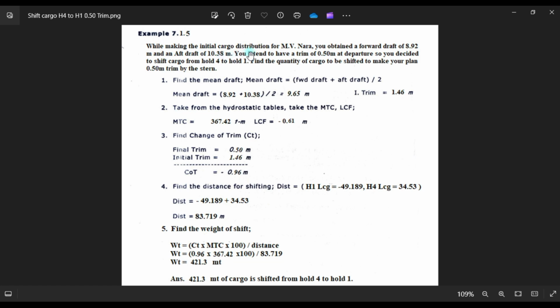When making the initial cargo distribution for MV Nara, which is the name of the vessel, you obtain a forward draft of 8.92 meters, and the aft draft will be 10.38 meters. You intend to have a trim of 0.50 meters, meaning this will be our final trim by the stern at departure. So you decided to shift cargo from hold number 4 to hold number 1. Okay?